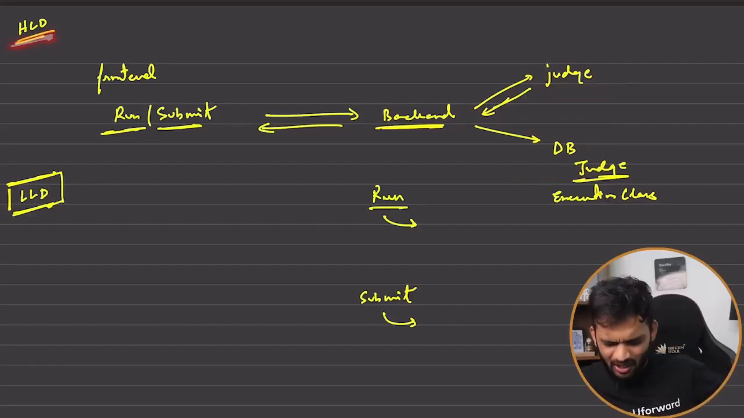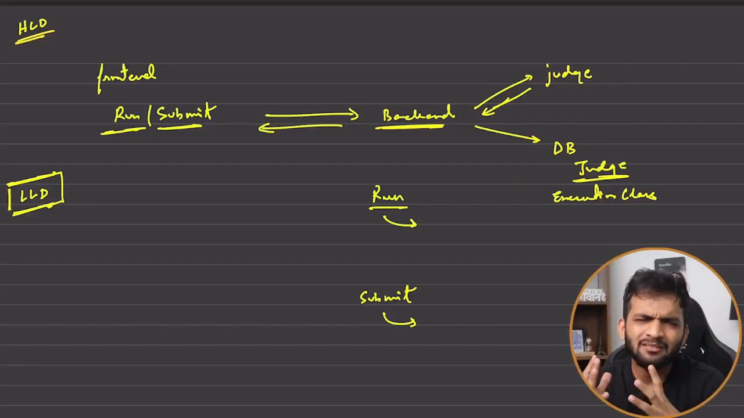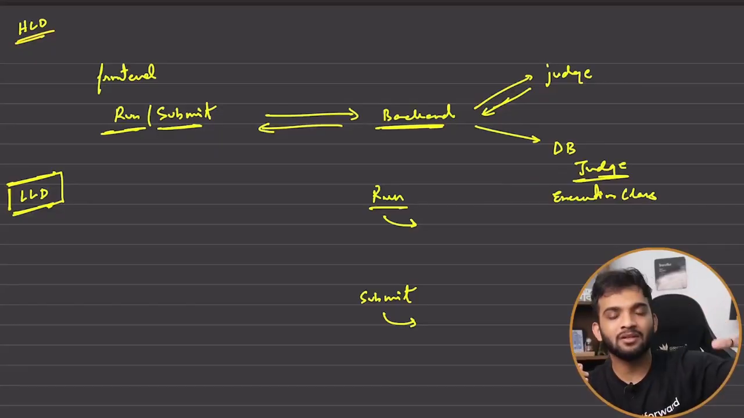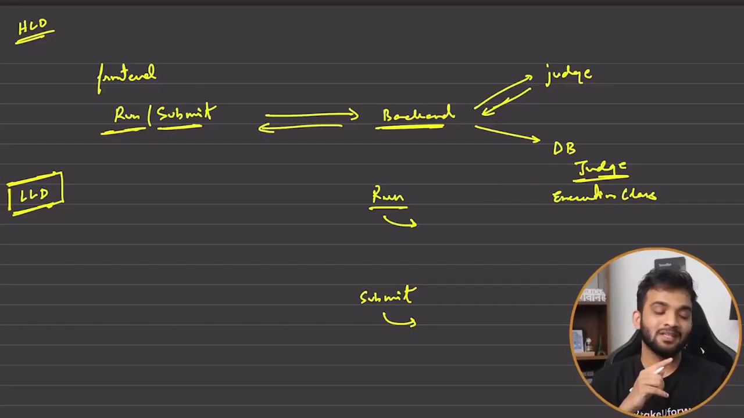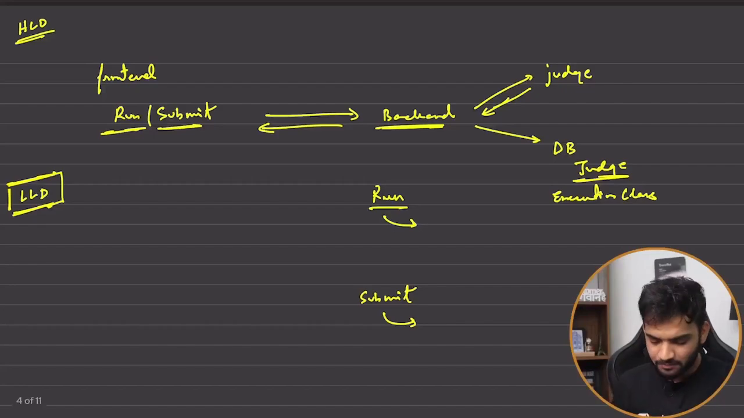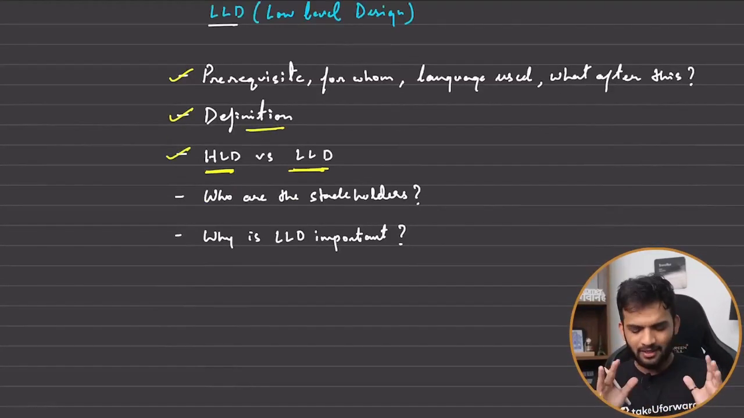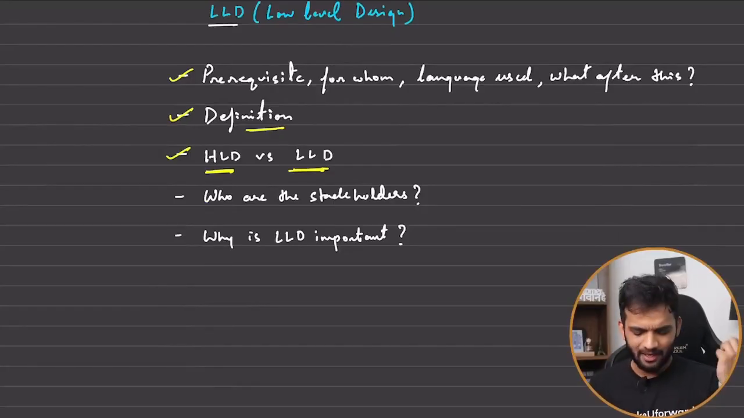HLD is a lot of components, but LLD typically focuses on a single component and designs it in depth so that it is scalable, maintainable, and reliable at the same time. Understood? Perfect. Let me get back. Now we know the difference between HLD and LLD on a higher level. So what is the next question?